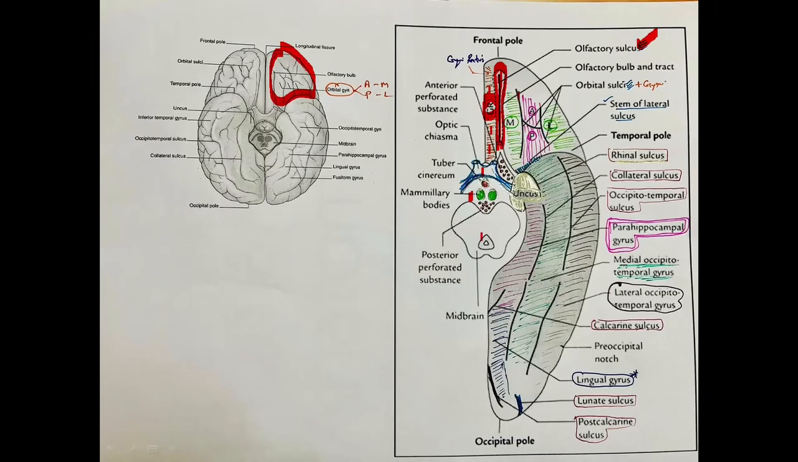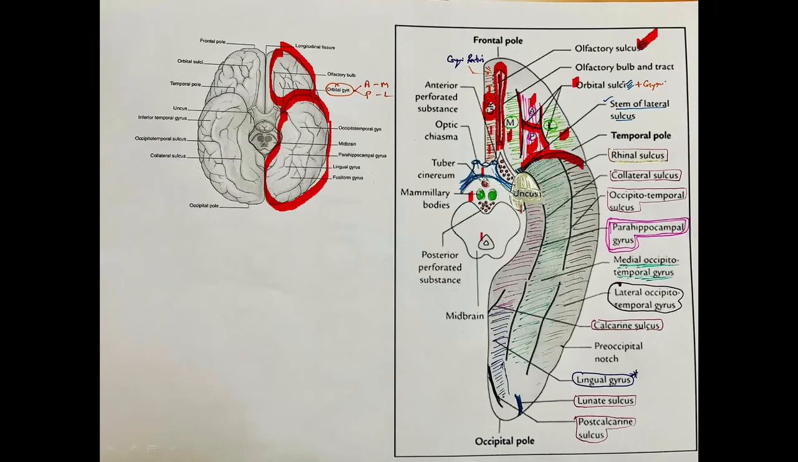Then we have a letter H-shaped sulcus called the H-shaped orbital sulcus, which differentiates them into anterior, posterior, medial, lateral orbital gyrus. And the orbital part and the tentorial part are separated by the lateral stem of the lateral sulcus. And then we identify the larger tentorial part.